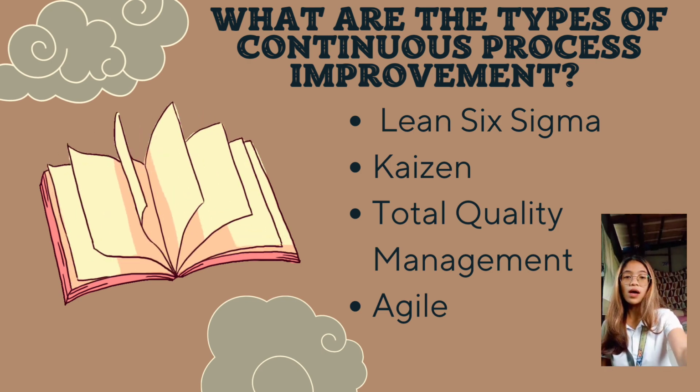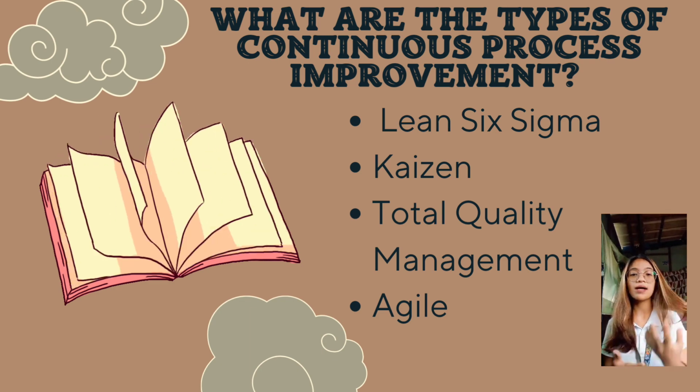So the third one is the total quality management or the TQM. It is an approach that emphasizes the involvement of all employees in the continuous improvement of process, products, and services, and it focuses on customer satisfaction, employee engagement, and the systematic measurement and analysis of process to identify areas for improvement.